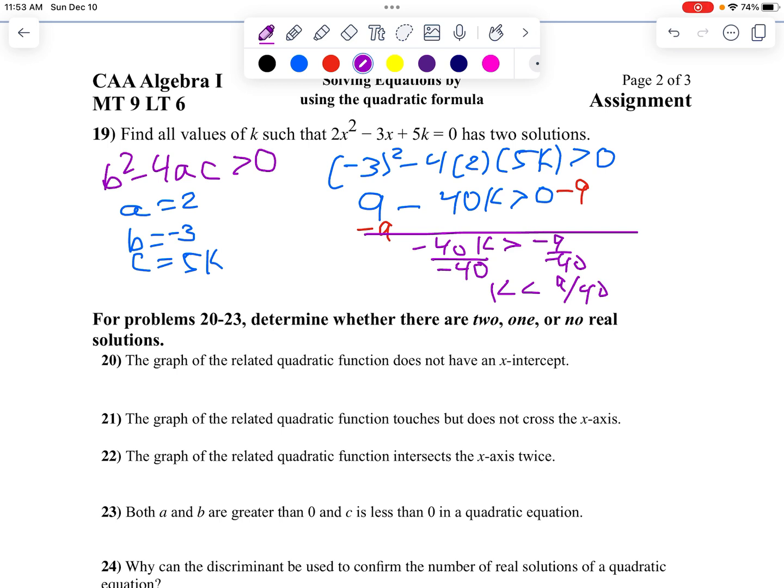And there we have it. Notice we had to flip the signs because we divided by a negative.